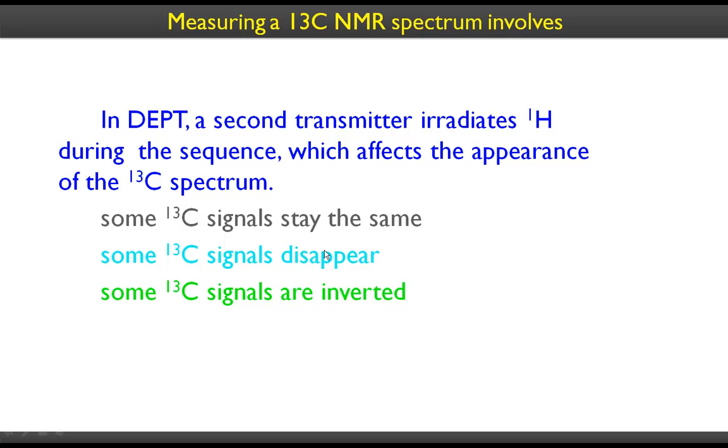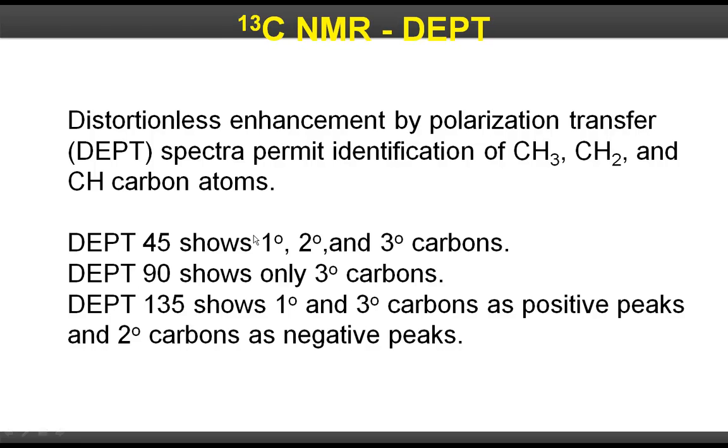So for example, in DEPT 135, you have the advantage of differentiating between methylenes, methyls and methynes, right? Some C13 signals stay the same, they are positive. Some C13 signals disappear, they are quaternary. Some C13 signals are reversed or inverted, those are the negative peaks. That's pretty common across all the DEPT spectra.